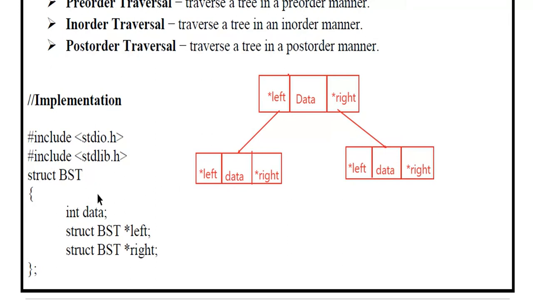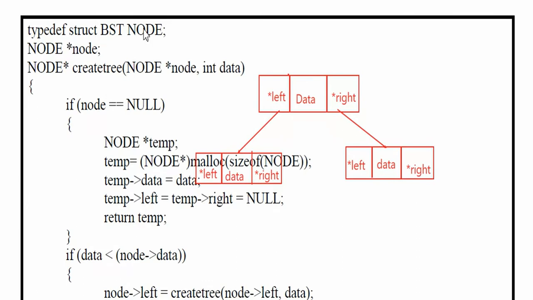So in this structure we have three fields. One is the data field, the other is the left pointer which holds the address of the left child, and the other is the right pointer which holds the address of the right child. We can see here we have created a BST with a node and the create tree function. In create tree we pass the first node's address and the data to be filled. If the node is null, that means no nodes are there in the tree, so we are going to create a new node and that becomes the first node.